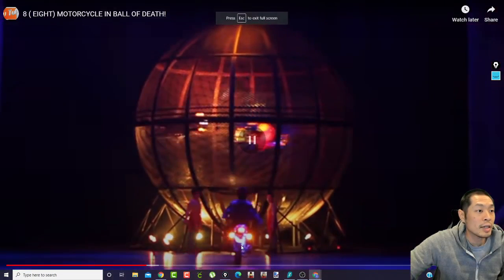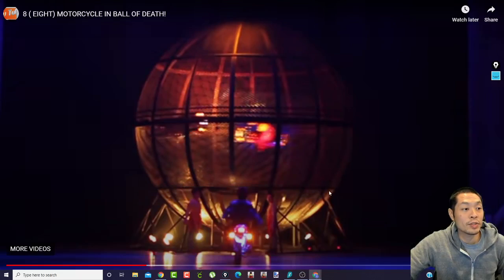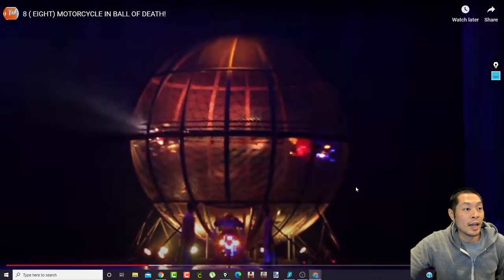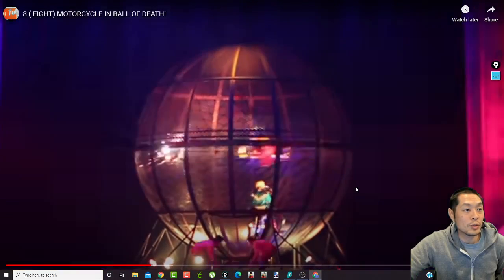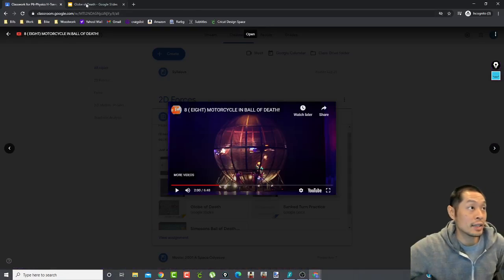So here you can see them moving in horizontal direction. They are not going up and down, but just moving horizontally. And we're going to look at the forces that are present as they do that. So let me get out of this screen, go back to the other one.